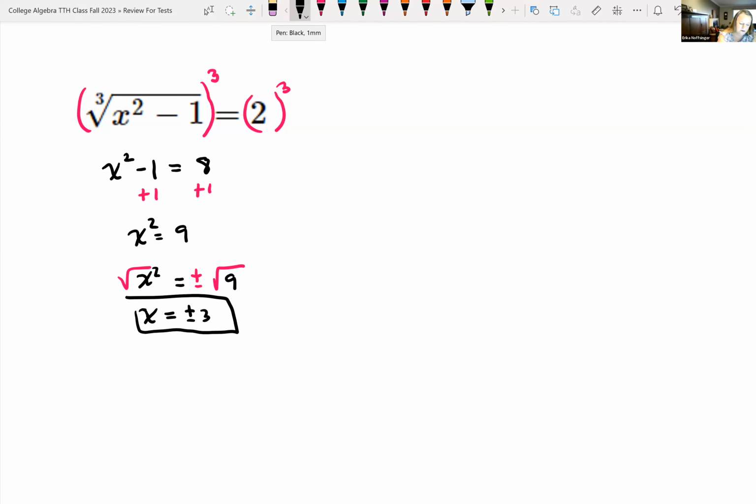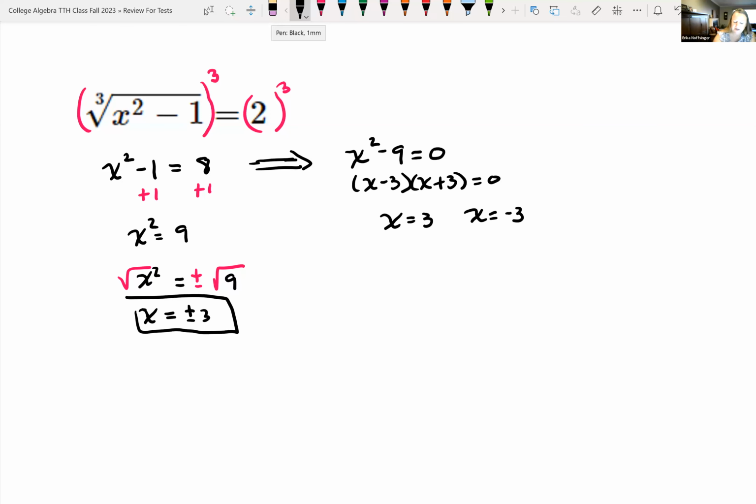Or you could have subtracted 9 on both sides, x squared minus 9 equals 0. Notice that's a difference of 2 squares, so this would have been x minus 3, x plus 3 equals 0. So x is equal to 3, and x is equal to negative 3, setting each factor equal to 0 and solving for x.